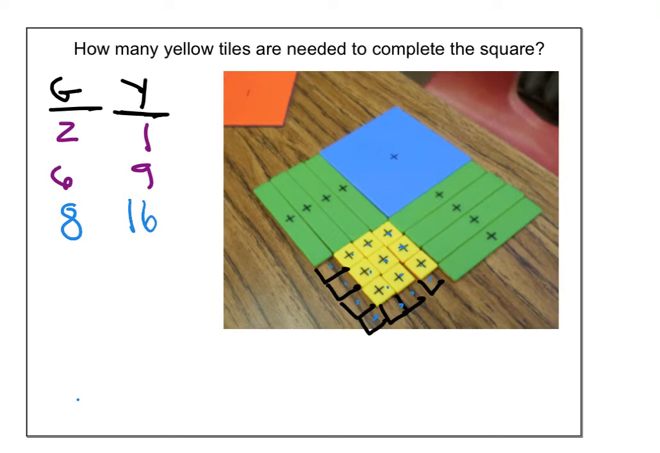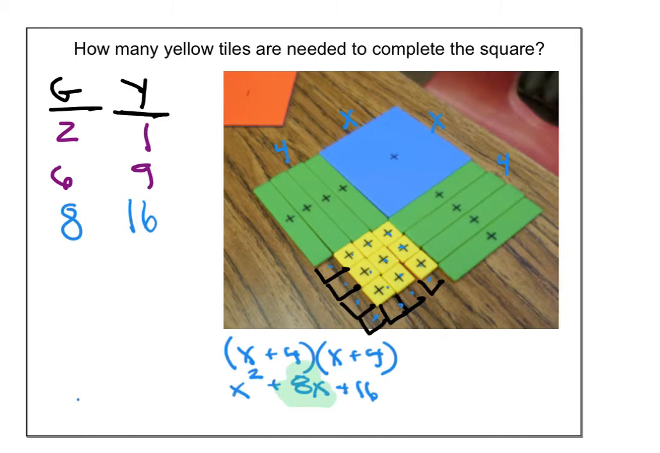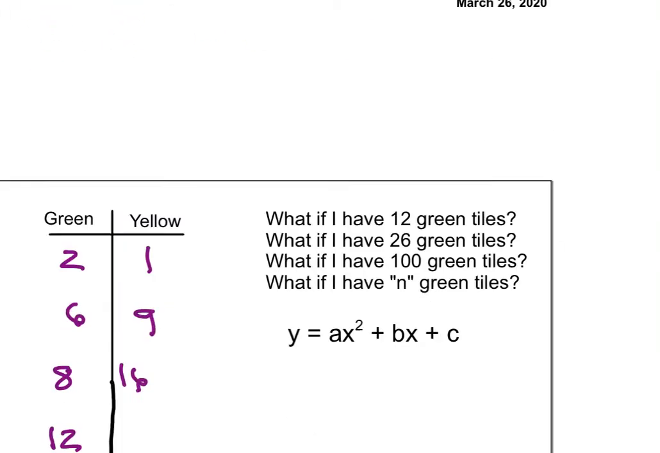When I think of this one, I see a binomial of an x plus 4 and an x plus 4. So think binomial times a binomial. If you FOIL that out, you get x squared plus 8x plus 16. So one thing that I think is worth noting that we'll talk about later is the b value is how many green tiles you need, and the c value is how many yellow tiles you need. We'll come back to that.